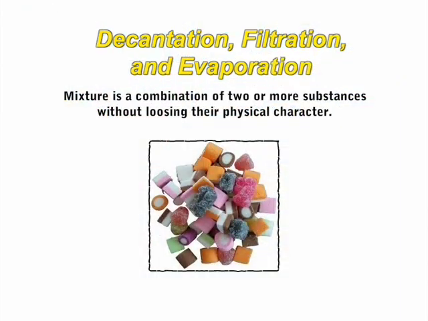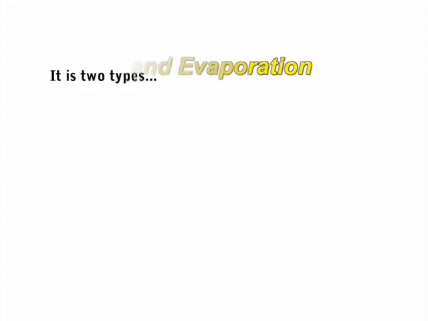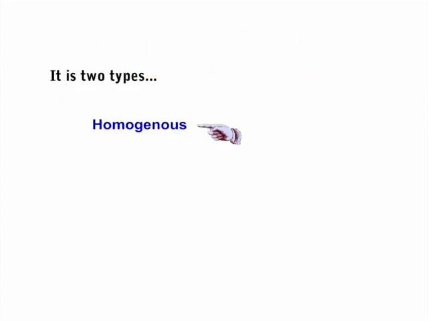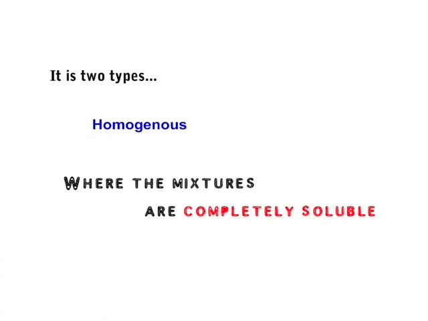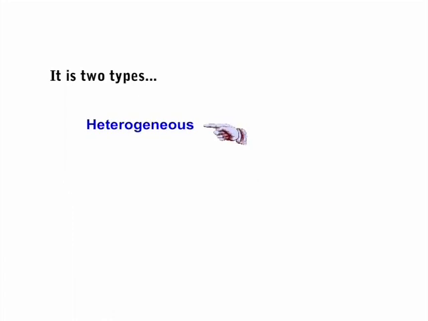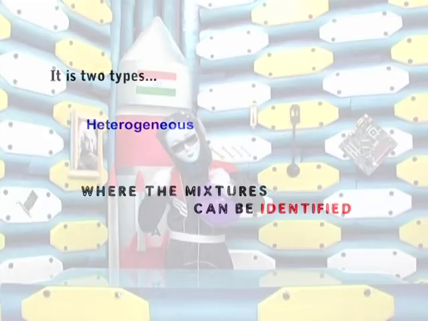Mixture is a combination of two or more substances without losing their physical character. It is of two types. One is homogeneous, where the mixtures are completely soluble and cannot be identified. And the second one is heterogeneous, where the mixtures can be identified.